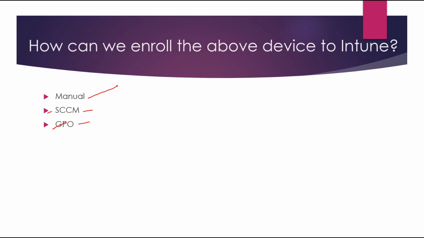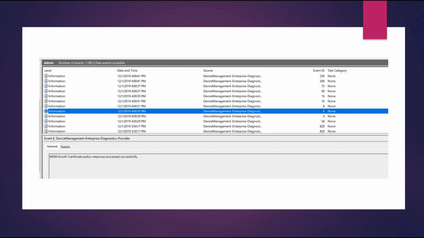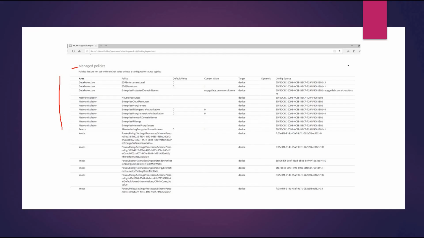Manual is just doing it manually, either by clicking on Connect and entering the username and password, or using the Company Portal application, or using the deep link, which we'll do in the demo. The second option is SCCM. That demo is already available under the co-management nugget. And the third option is group policy. So let's see how group policy enrollment works.